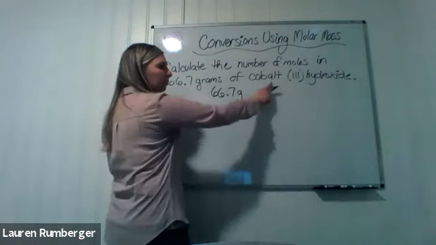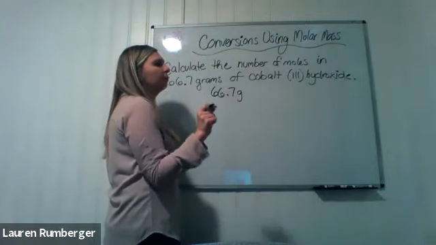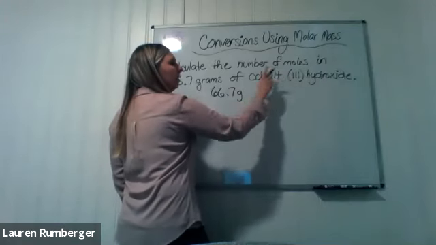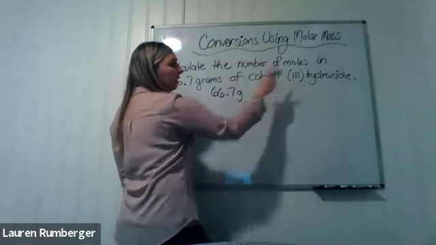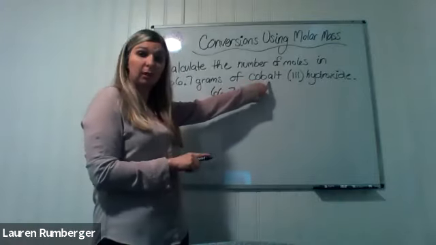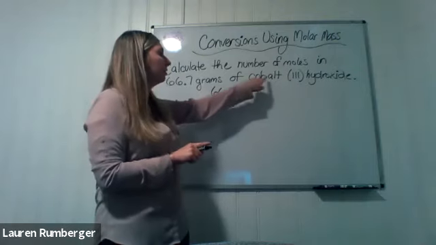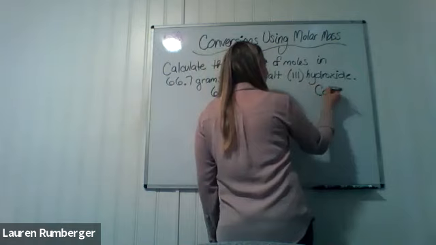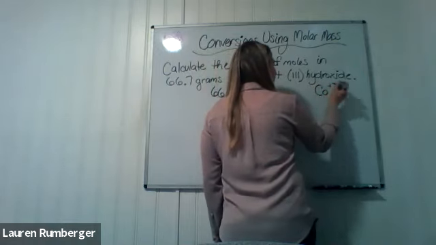Let's review what the chemical formula is for cobalt-3 hydroxide. Cobalt-3, the Roman numeral here indicates to you the charge on the transition metal cobalt. So this is cobalt with a +3 charge. Okay, so we have Co with a +3 charge.